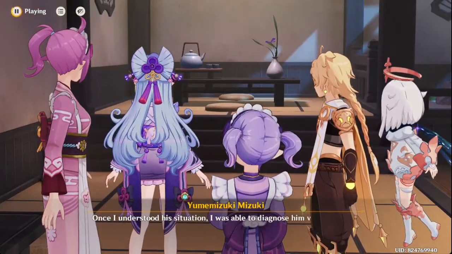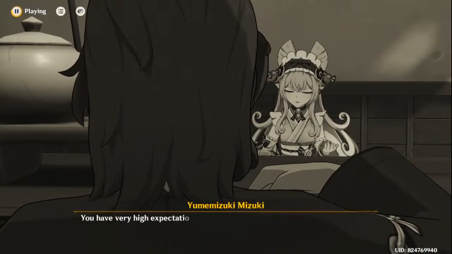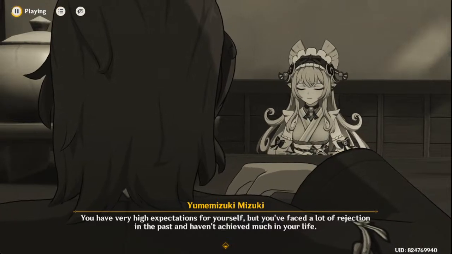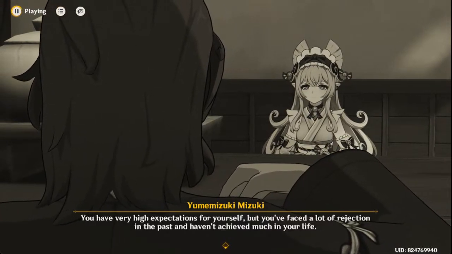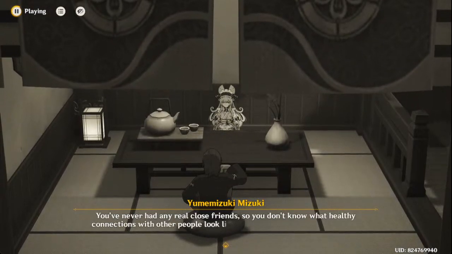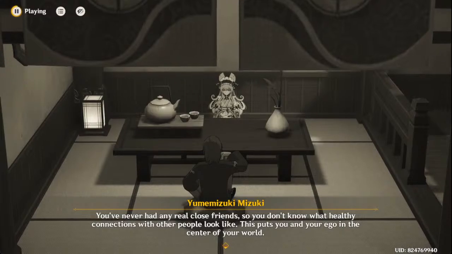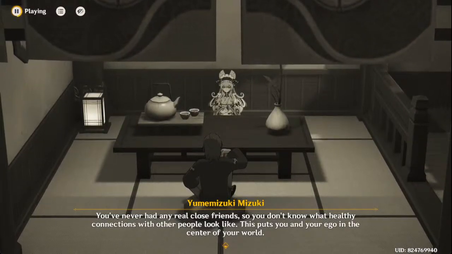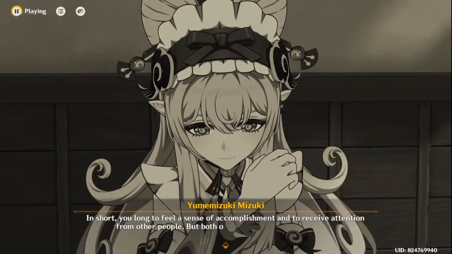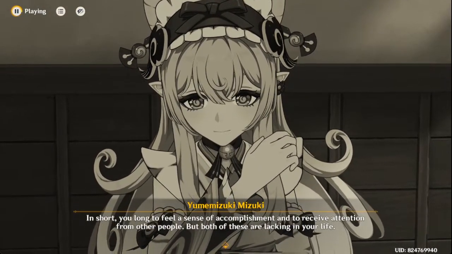Once I understood his situation, I was able to diagnose him very quickly. You have very high expectations for yourself, but you've faced a lot of rejection in the past and haven't achieved much in your life. You've never had any real close friends, so you don't know what healthy connections with other people look like. This puts your ego in the center of your world. In short, you long to feel a sense of accomplishment and to receive attention from other people. But both of these are lacking in your life.